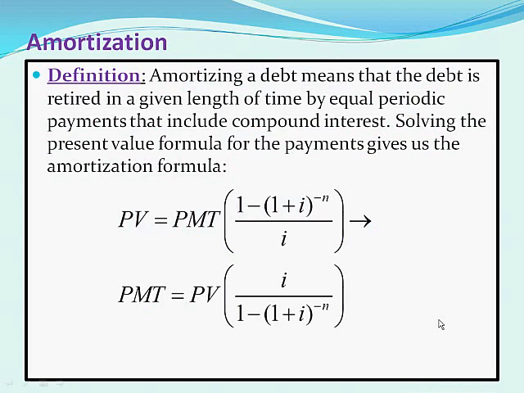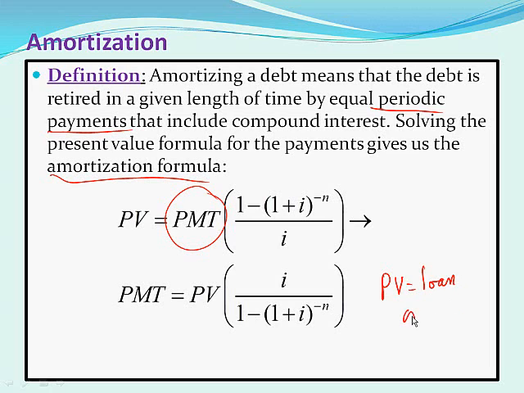Amortization. Amortizing a debt means that the debt is repaid in a given length of time by equal periodic payments that include compound interest. Solving the present value formula for the payments gives us the amortization formula. If we solve for the payment by cross multiplying, we get payment equals present value times i divided by 1 minus 1 plus i to the power negative n. Here PV is the loan or debt.